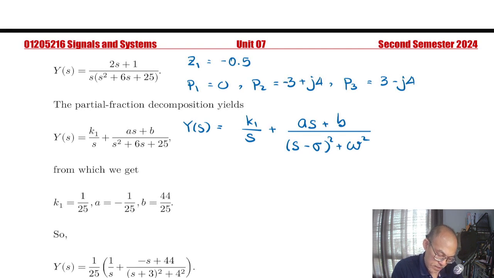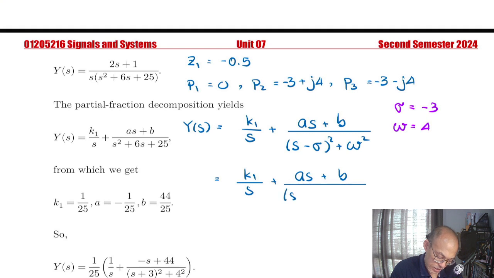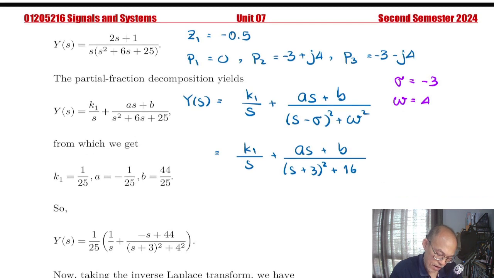So I know that sigma is minus 3 and omega is 4. So I have K1 over s plus As plus B divided by (s plus 3) squared plus 16. I plug in sigma and omega into this. Now I have to find K1.